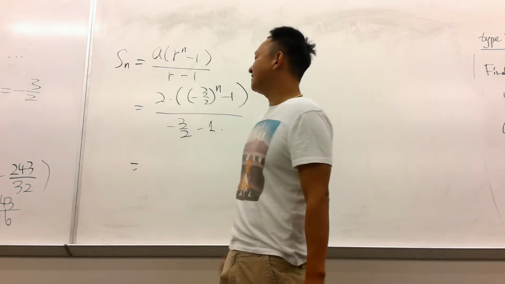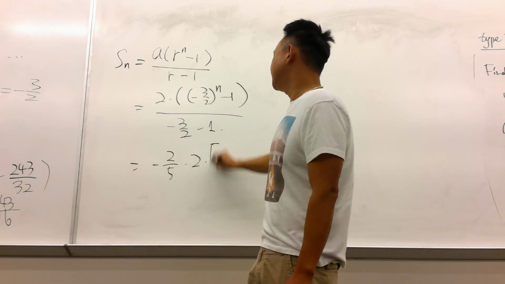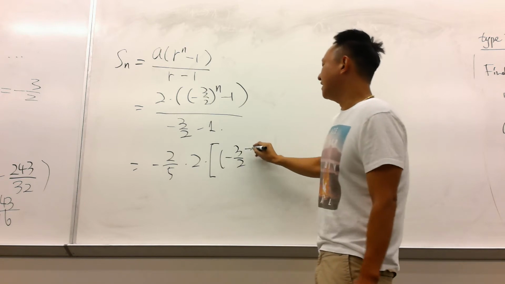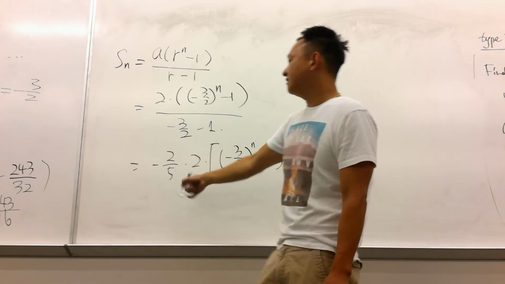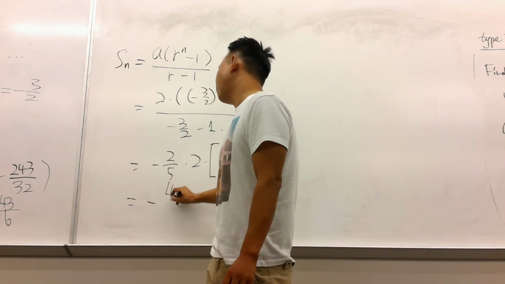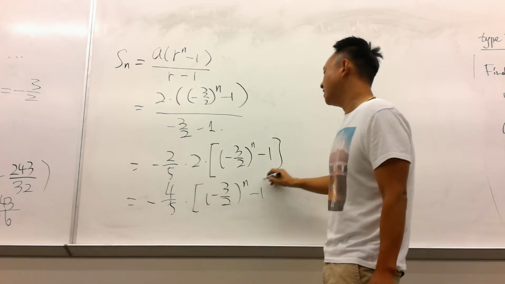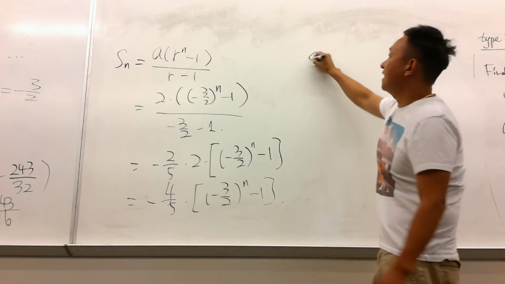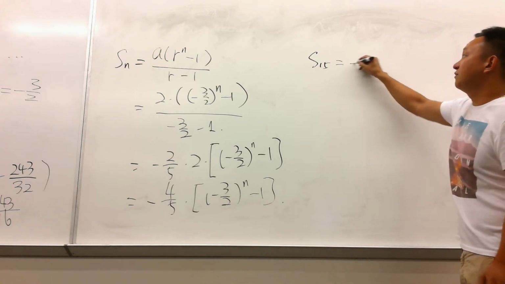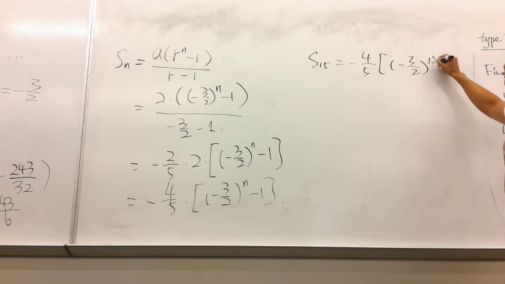And then divided by that is the same thing as multiplying by the reciprocal, which gives you negative 2 over 5, times 2 times this whole bunch of things. Again, guys, there's nothing you can do within the parentheses, so just copy that. And this you can multiply out. You have negative 4 over 5, times negative 3/2 to the n minus 1. And guys, that's your formula for S sub n. Next step, you want to find S sub 15. You replace n by 15 in the previous formula, and that's your final answer.